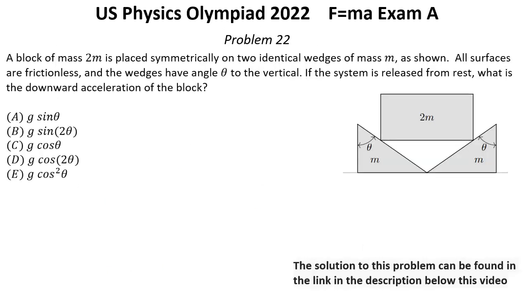Problem number 22. A block of mass 2m is placed symmetrically on two identical wedges of mass m as shown. All surfaces are frictionless, and the wedges have angle theta to the vertical. If the system is released from rest, what is the downward acceleration of the block? Solution for problem number 22.